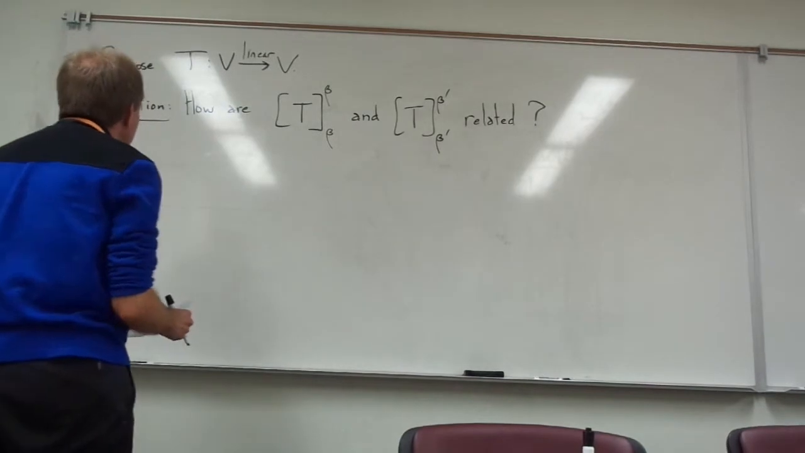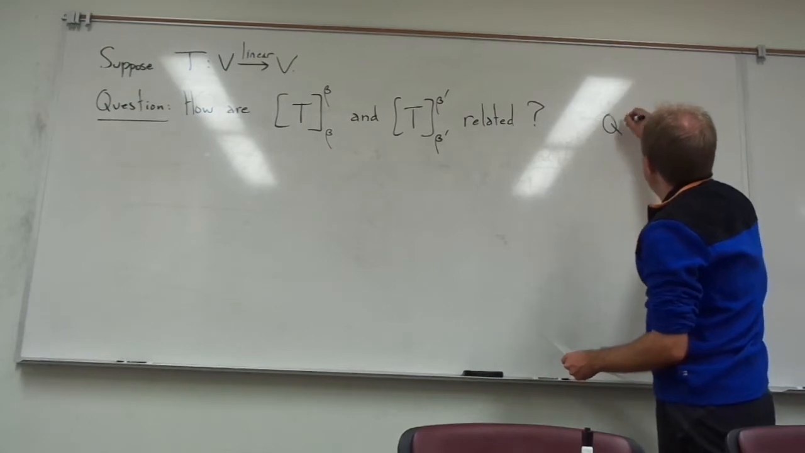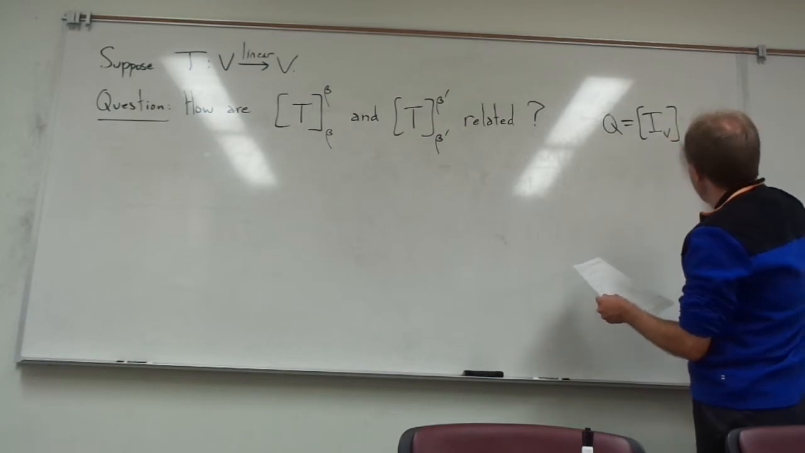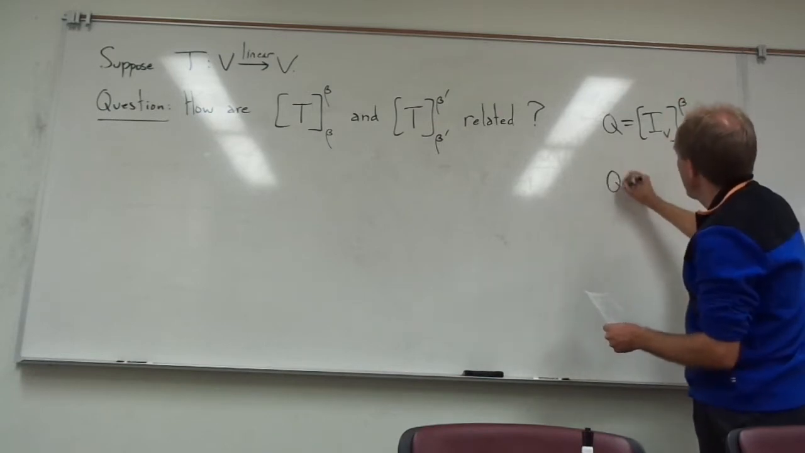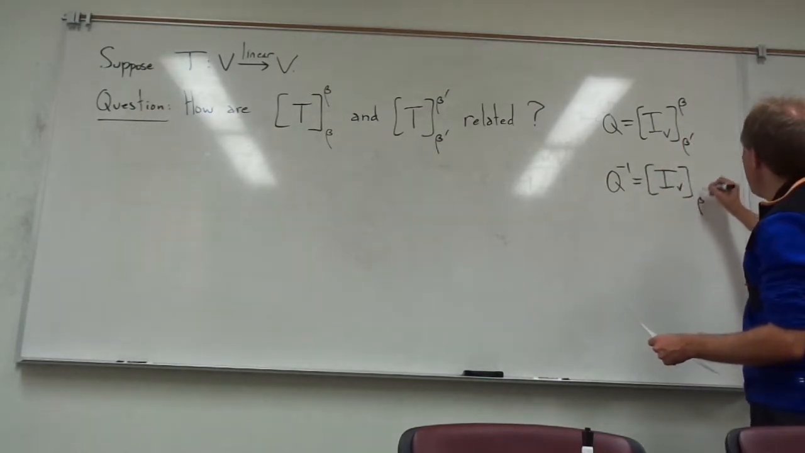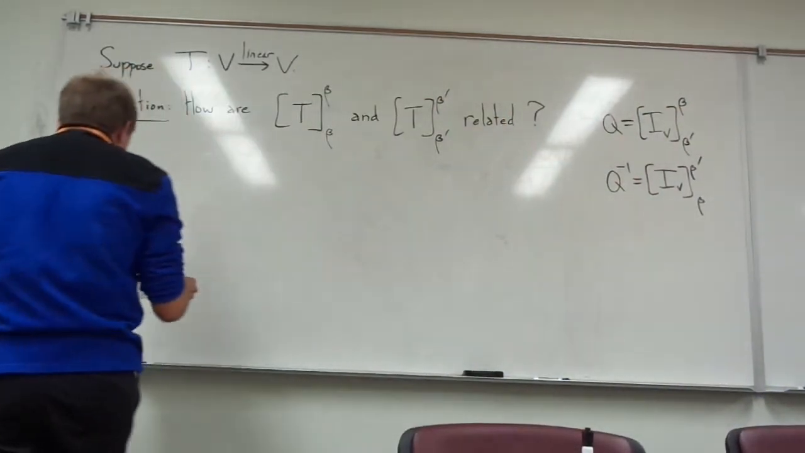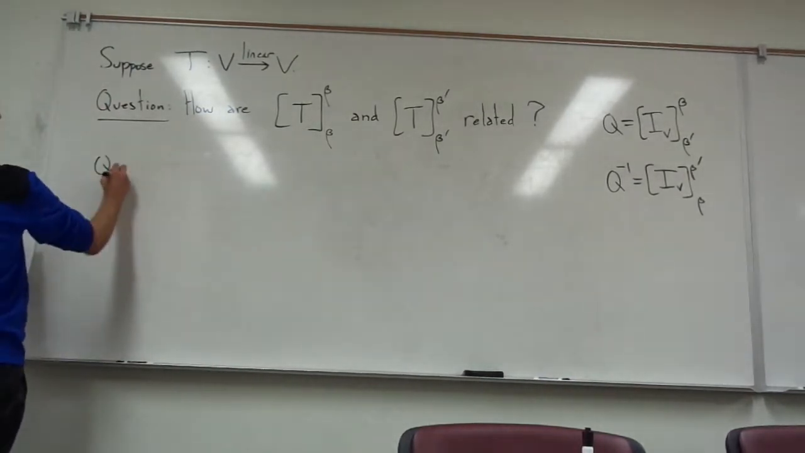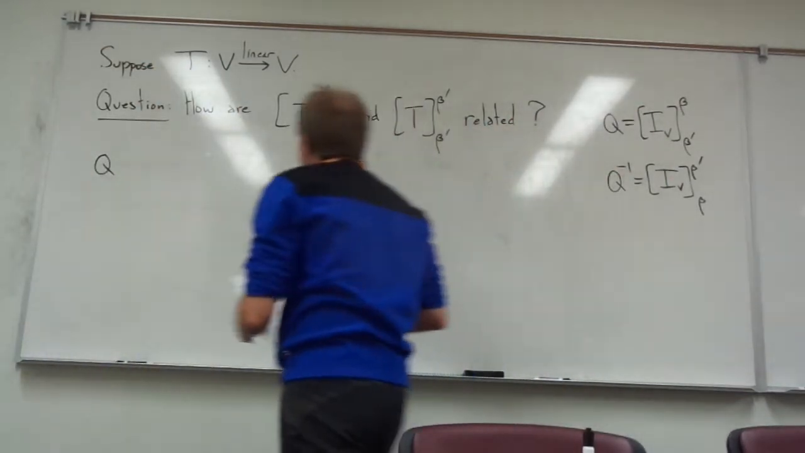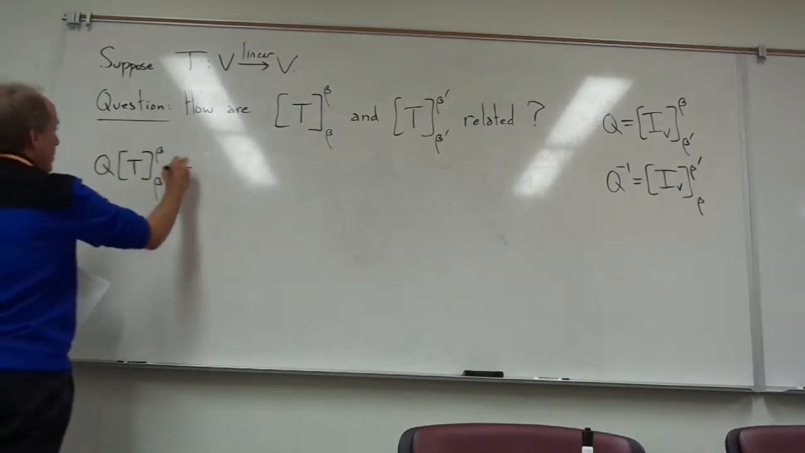It turns out that if we just go back and remember, so remember we had the matrix Q. Q was the matrix that is the identity transformation of V, going from beta prime to beta. And of course Q inverse was the identity transformation of V, going from beta to beta prime. We have these two matrices here. Well, it turns out that if you take Q, which is the one on the top here, and to the right of that you put your matrix representation of T from beta to itself, take a look at what happens.